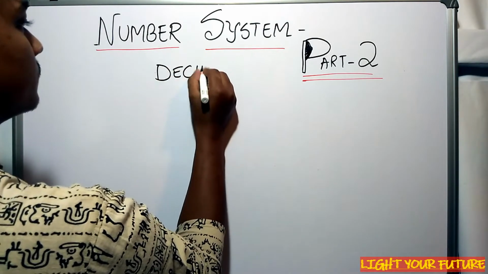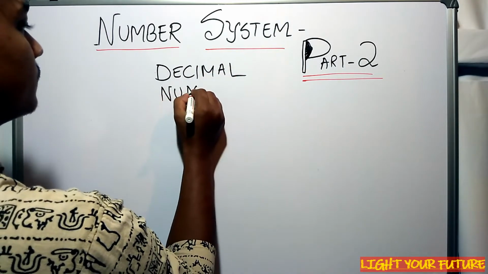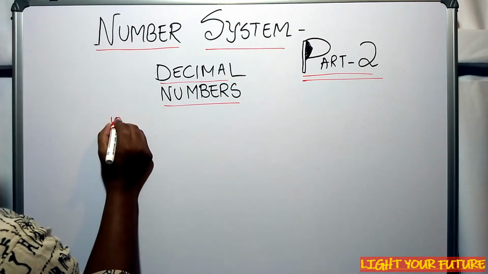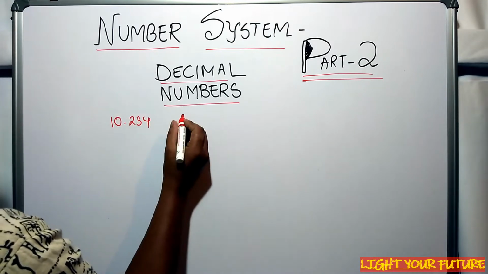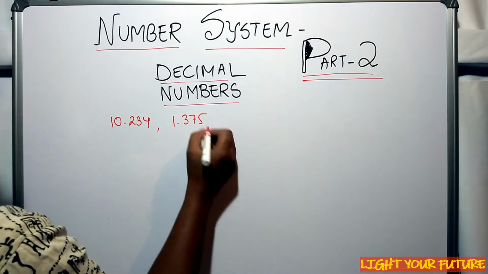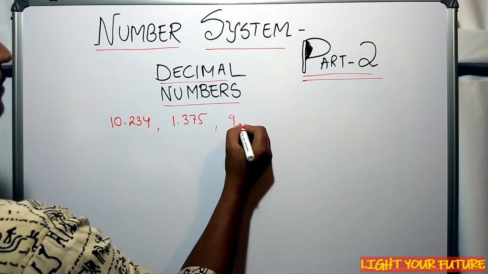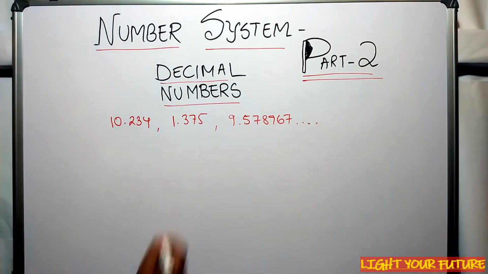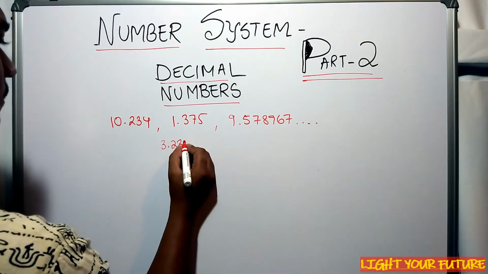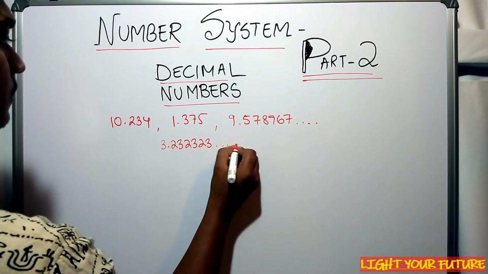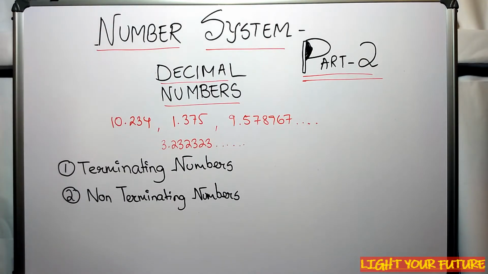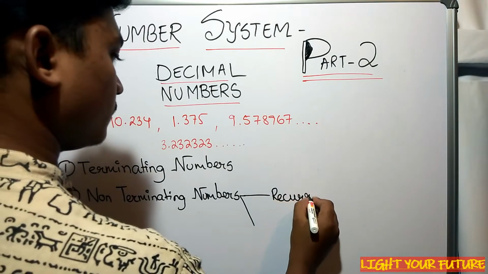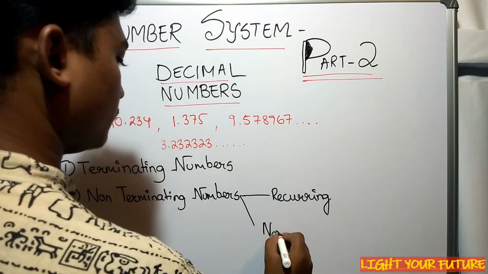Today we will begin with decimal numbers first. Let's see some examples: 10.234, 1.375, 9.578967... means it goes on till infinity, 3.232323... Decimal numbers can be terminating numbers and non-terminating numbers. Non-terminating numbers can be recurring and non-recurring.